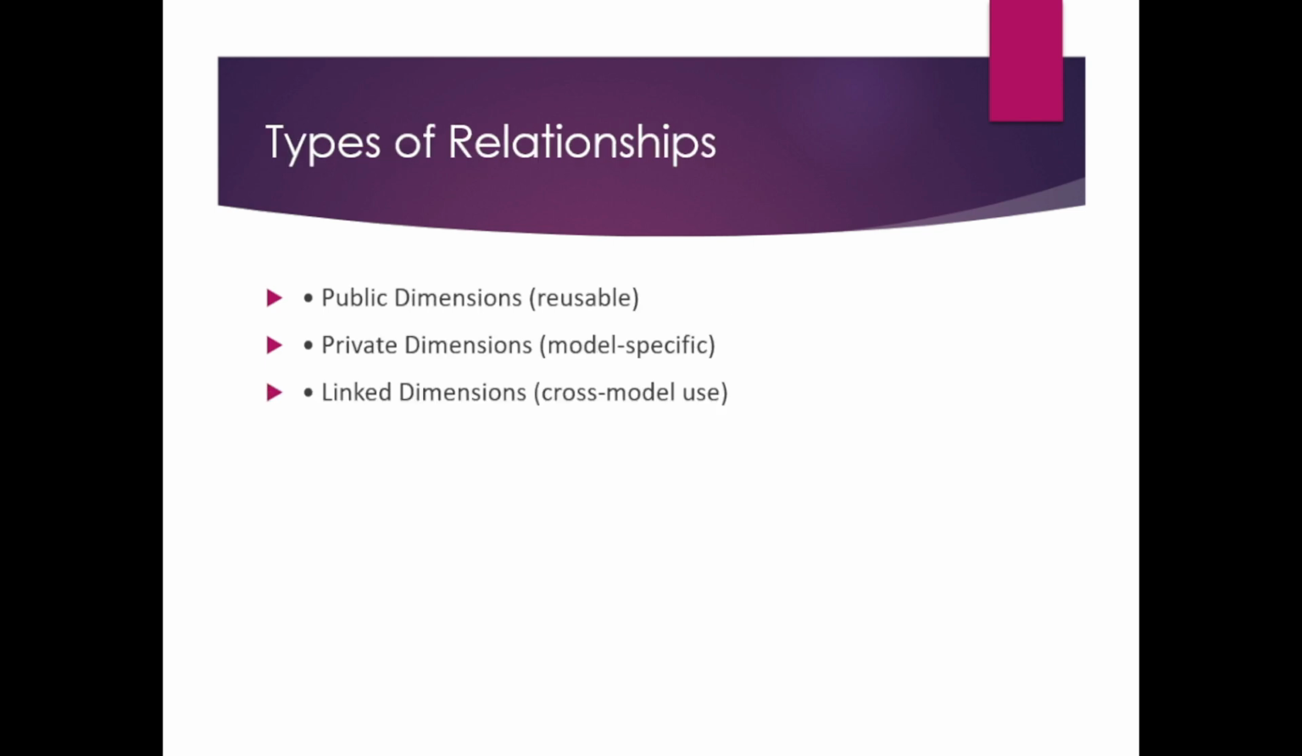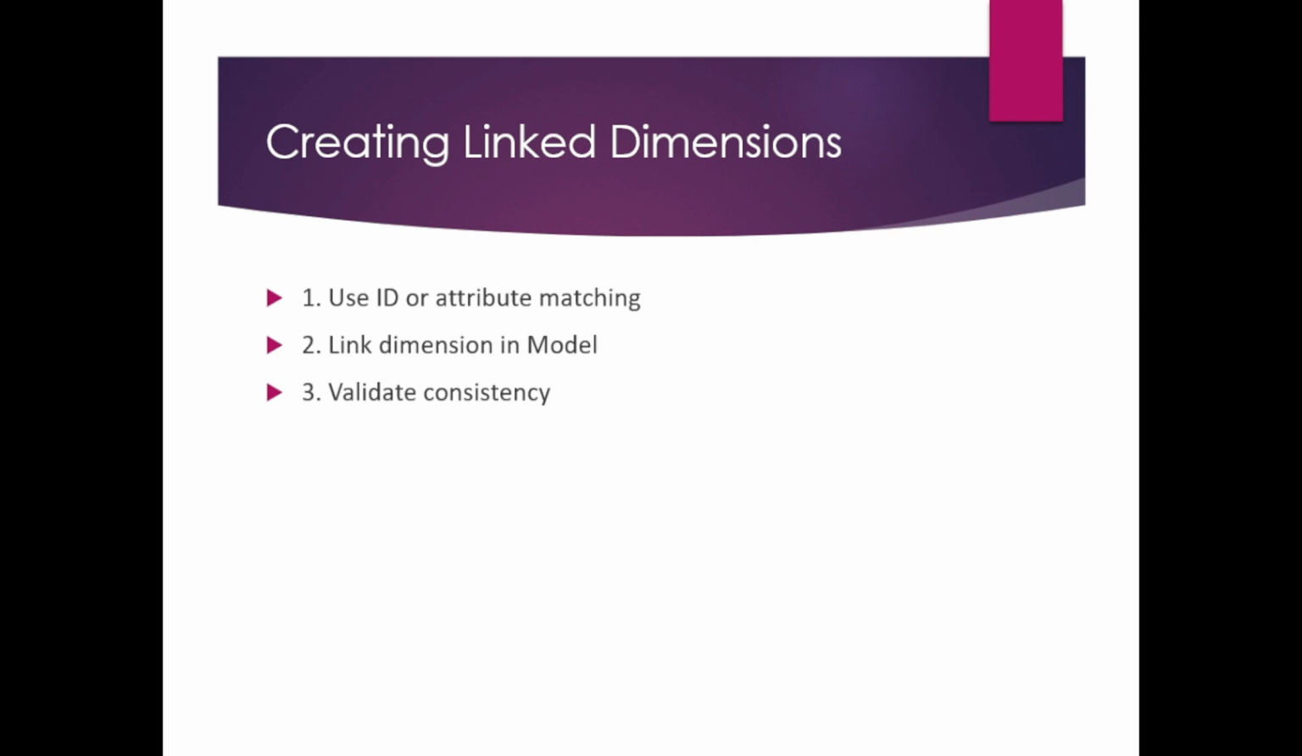So, what are the types of relationship? There are mainly three types: public dimension, private dimension, and link dimension. The public dimension is the reusable type of dimension, whereas the private dimension is not reusable; it's only used in the particular model. Whereas the link dimension is for cross-model use. This is an example, a practical for creating a link dimension.